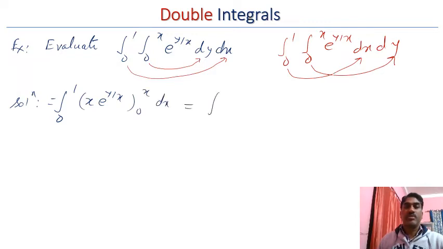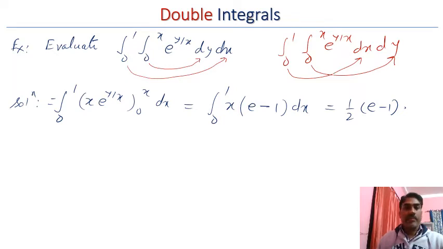So just put the limit 0 to 1, take x outside the bracket, and when the upper limit is x, x by x is 1, so e, and when the lower limit, you will put 0 for y, so e to the power 0. This is e minus 1 dx, and now e minus 1 is a constant, so easily you can integrate to get 1 by 2 times e minus 1.